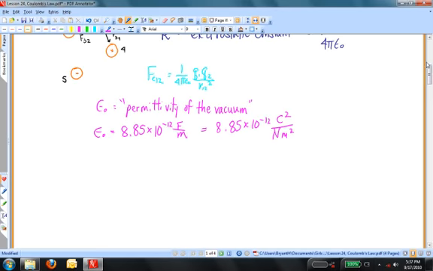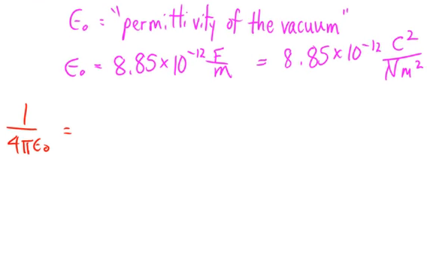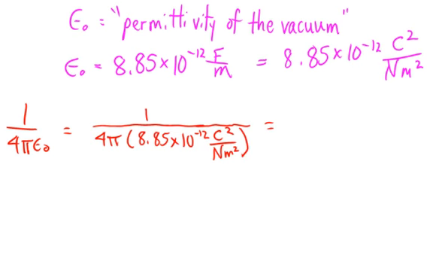If you were to take the ratio, the fraction 1 over 4 pi epsilon naught, well, you put it in your calculator and see what you get. 1 over 4 pi epsilon naught is going to be equal to 1 over 4 pi times 8.85 times 10 to the minus 12 coulombs squared per newton meter squared. So now put that in your calculator and smoke it.